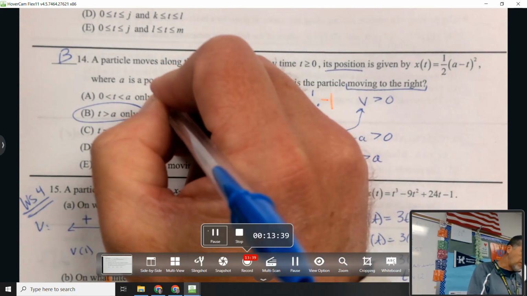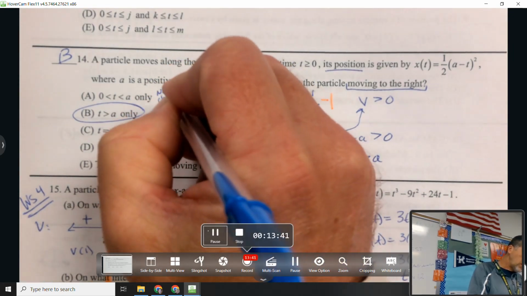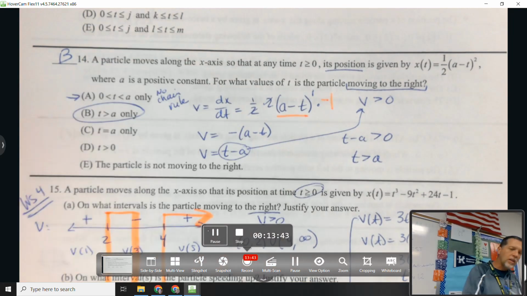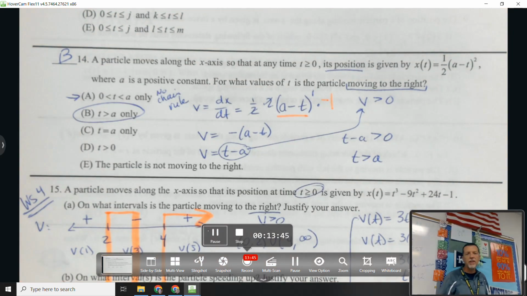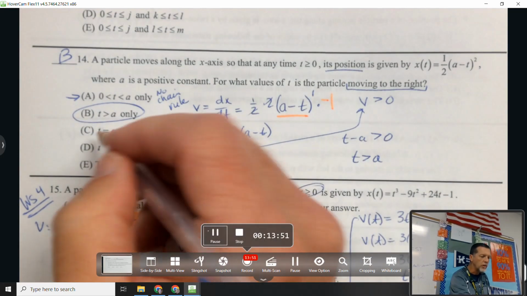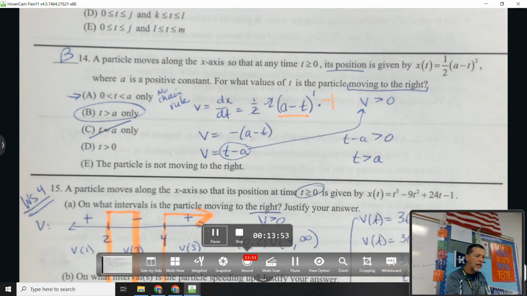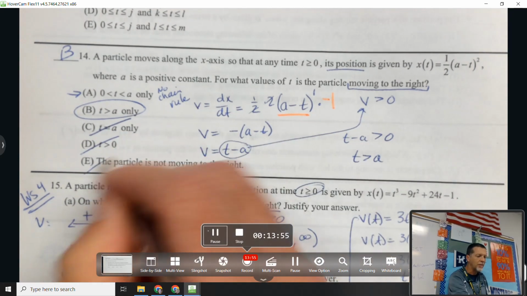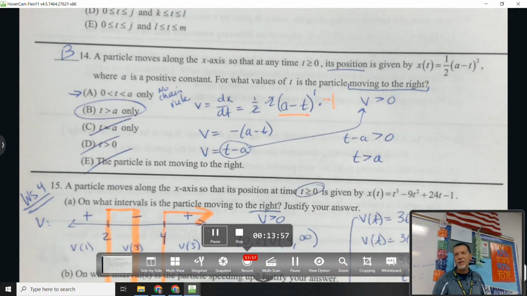If you forget the chain rule, you'd pick option A, because that negative sign would switch things around. t equals a, that would be where velocity is equal to 0. That's not it. Some of those others are just us trying to come up with some other alternative answers here. Questions on that one?